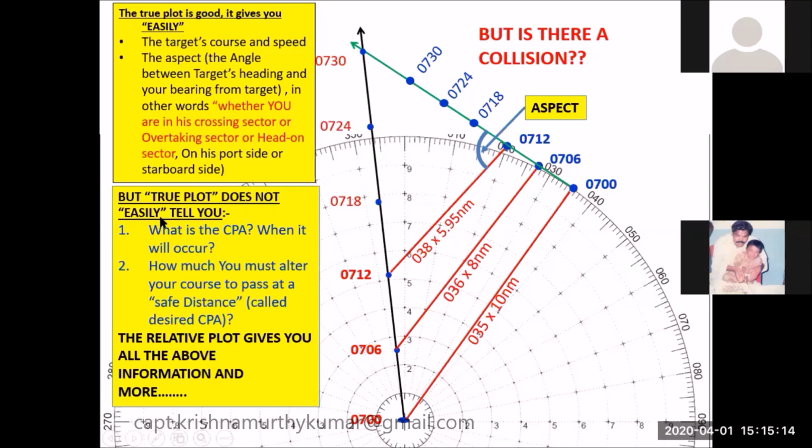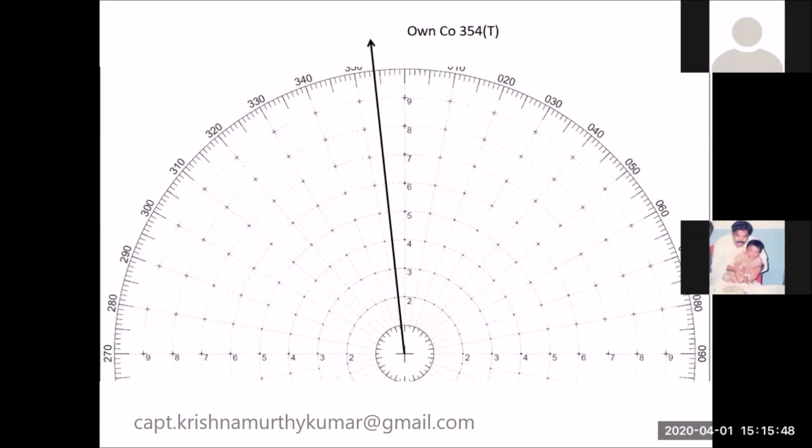But what the true plot does not easily tell you is what the CPA is and when it will occur. The most important point: if I have to take action, how much must I alter my course to pass at a safe distance? That is called the desired CPA. For this, the relative plot is the one which will give you the answer fairly quickly. So let us go on to relative plotting.